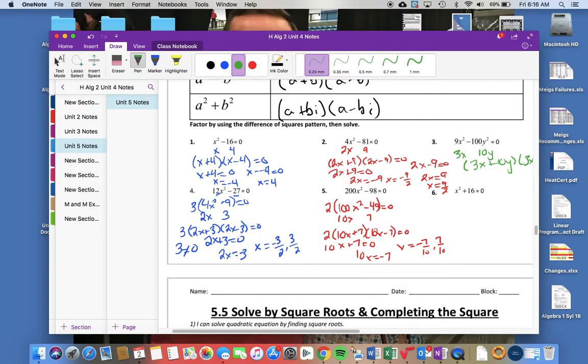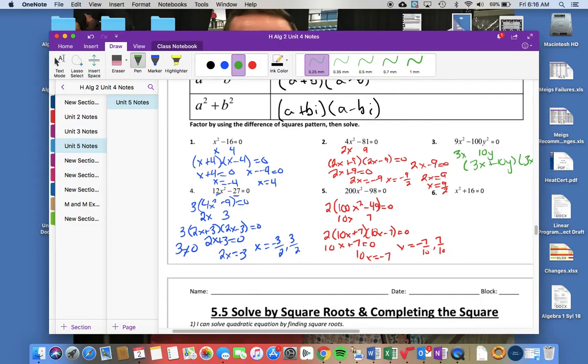Okay. So number 6. Notice number 6 is different. Now if you didn't notice, take a close look at it. On number 6, you've got x squared plus 16 equals 0. So notice here that there's addition. The only thing that's going to change is that it needs to be plus bi, excuse me, and minus bi.